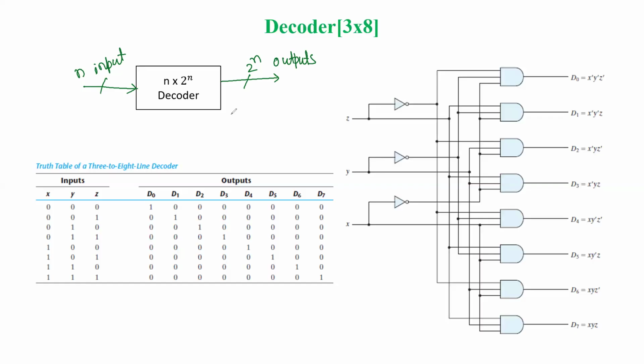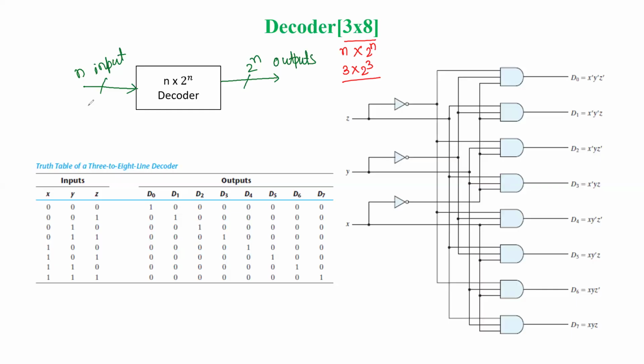A decoder is used in the receiver section whenever we talk about a communication system. Here we are going to see how to design a 3 cross 8 line decoder. That means here n is 3, so 8 can be written as 2 to the power n. For that, the size is 3 cross 2 to the power 3. So we are going to see the 3 cross 8 decoder here.